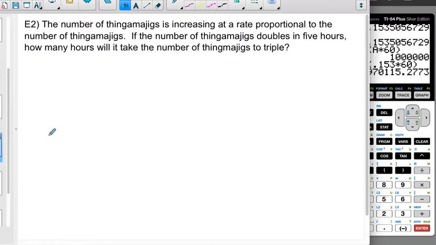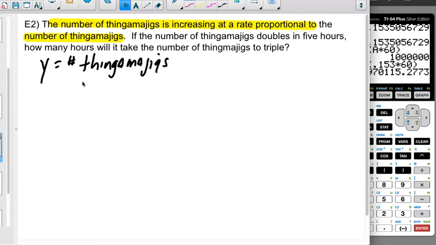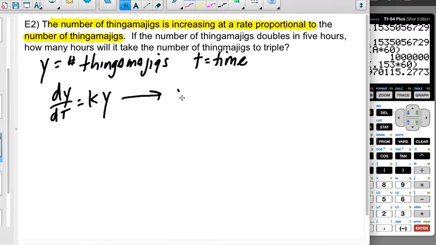All right, moving on. The number of thingamajigs is increasing at a rate proportional to the number of thingamajigs. So again, notice here I really wasn't even trying to hide that it doesn't matter what the thing is. I just called them thingamajigs. This is exponential growth, right? They didn't give me a variable, so I'm going to call y the number of thingamajigs, and I'm going to use t for time. So dy/dt equals ky. This is exponential growth, which we know integrates to y equals y naught e to the kt.